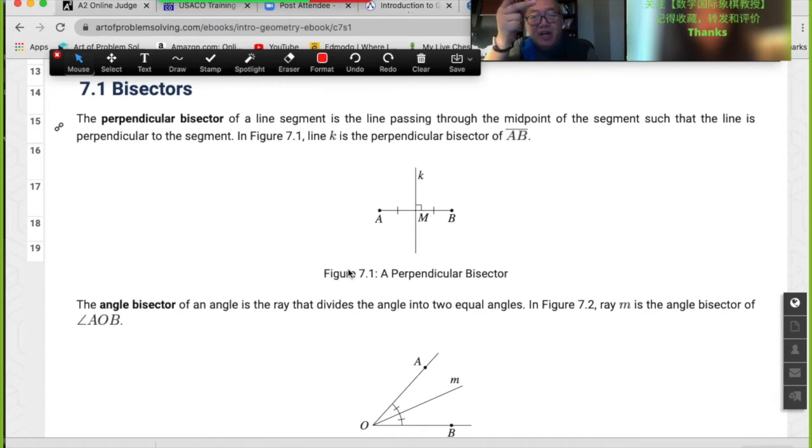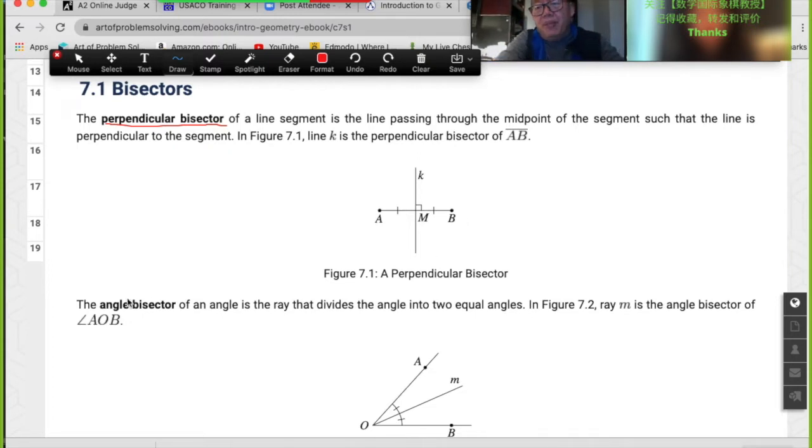One is called the perpendicular bisector. It is this. That means a line separates a segment into two equal parts, and also this line is perpendicular to this segment. So like this line K, it's the perpendicular bisector of segment AB, dividing it into two equal parts, AM and BM, and K is perpendicular to AB. This one is called the perpendicular bisector.